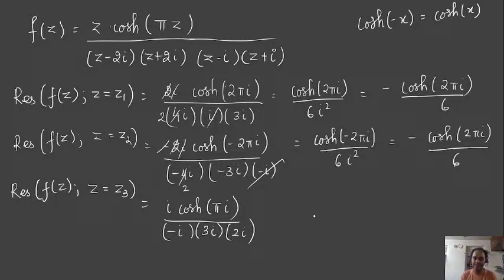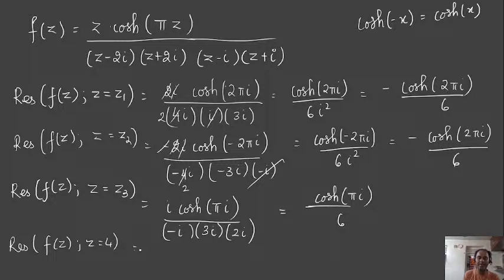Sorry. So minus will get cancelled, and finally again you get your cos h pi I over 6. That is what you would get. And similarly, can you calculate the residue for f of z at z equals 4? I think it would be minus I coming there, right?